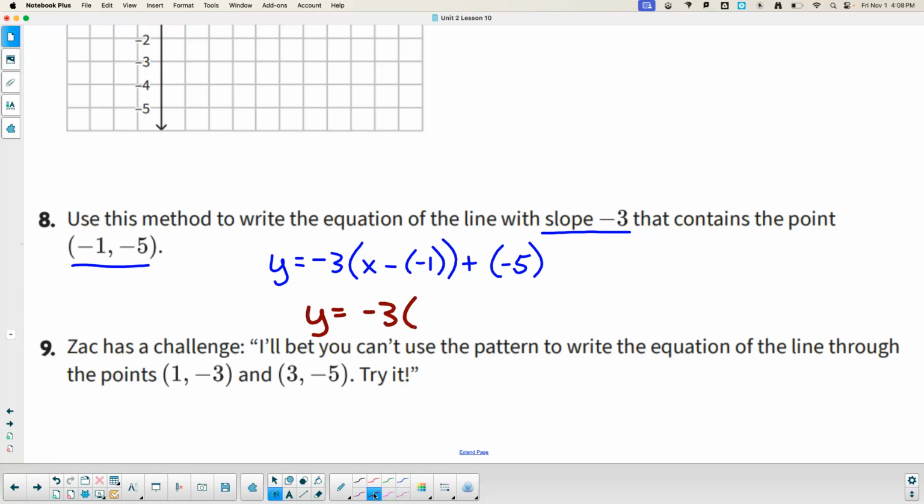-3 minus a negative right here, minus a negative. We don't write that, we write that as plus, and plus a negative. We don't write that either. We write that just as -5. So that would be the equation of that line going through -1 comma -5 with a slope of -3.